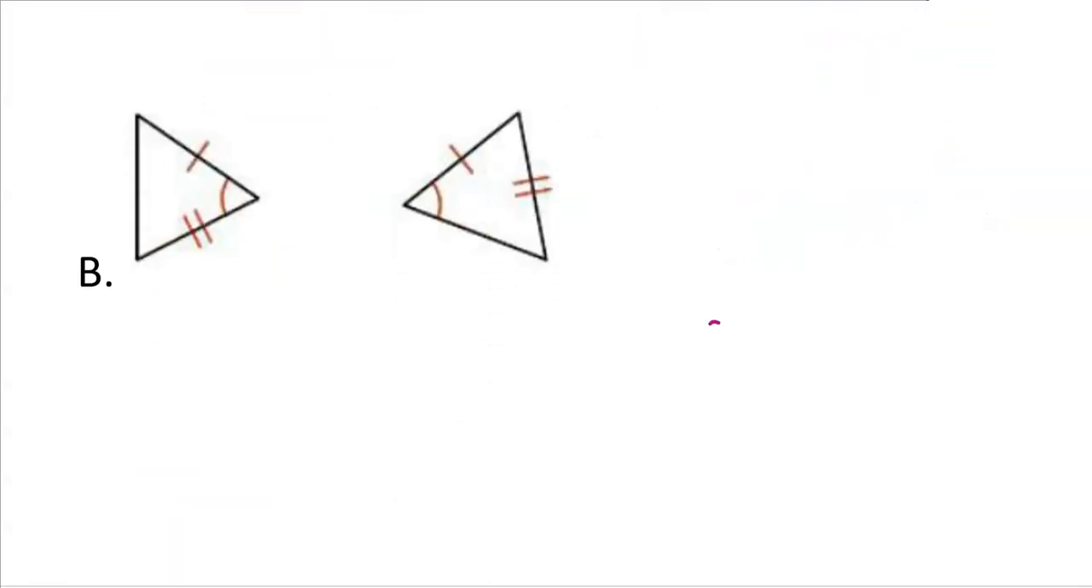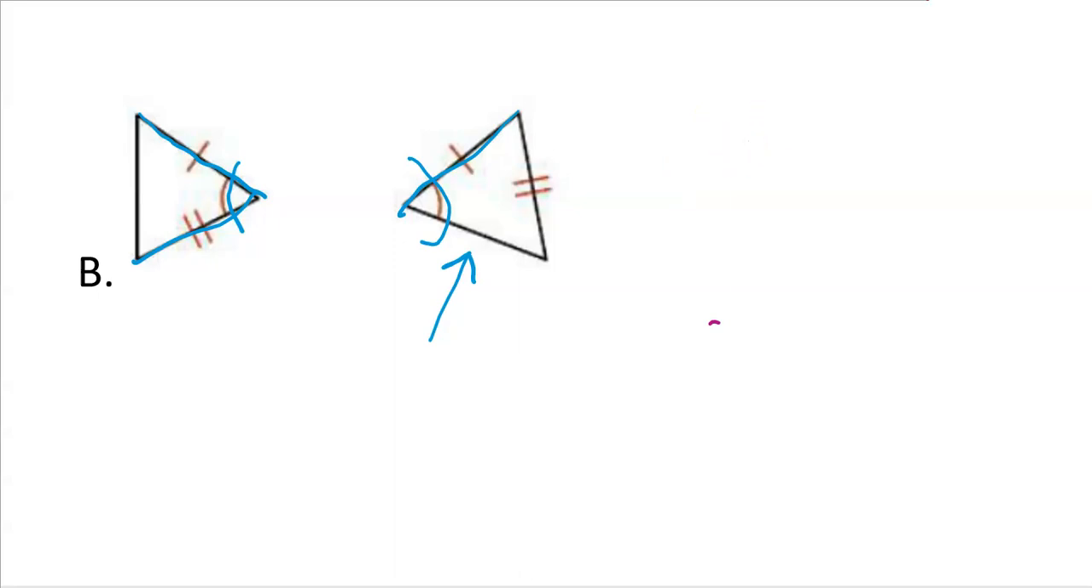What about this one? I have side, angle, side. But when I look at the other one, do I have that same thing? I would have to go side, angle. I'm missing this side right there, right? So that's what you would say. You're going to say not enough information.